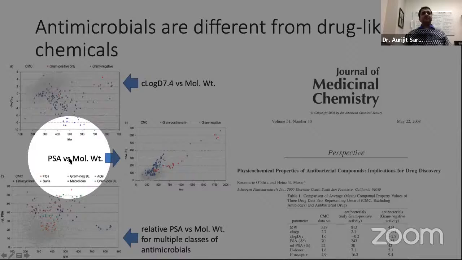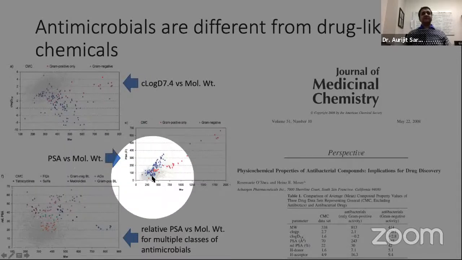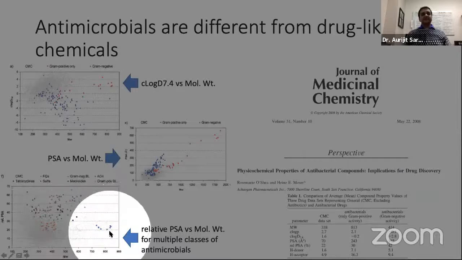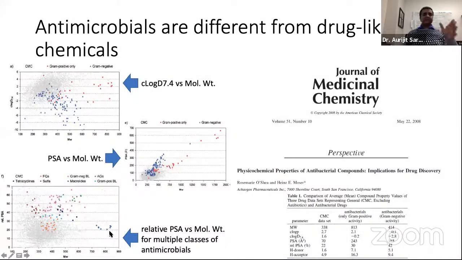Same case with polar surface area. Polar surface area versus molecular weight, there is a difference. Relative polar surface area is different as well. And they had a lot more data in there. I'm not going to get into it. In essence, at this point, you should be aware that typical drug-like chemicals, so the typical drugs that you can take a tablet for and it spreads throughout your body, are completely different from the chemicals which actually become antimicrobials.